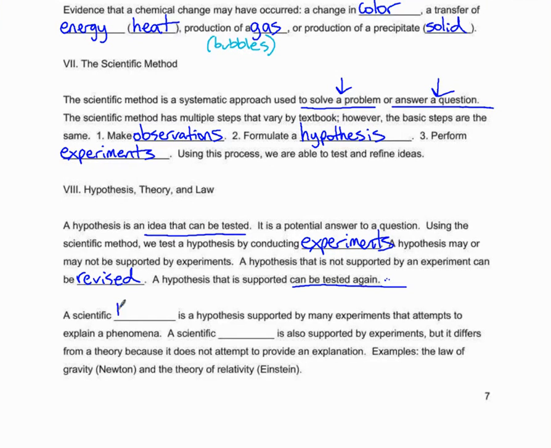Next thing is a scientific theory. A lot of times the word theory is used incorrectly. Usually people are using the word theory when they mean hypothesis. So they might say, I have a theory that... well, actually what they have is a hypothesis. I have a hypothesis that this is the case. A scientific theory is a hypothesis that is supported by many experiments.